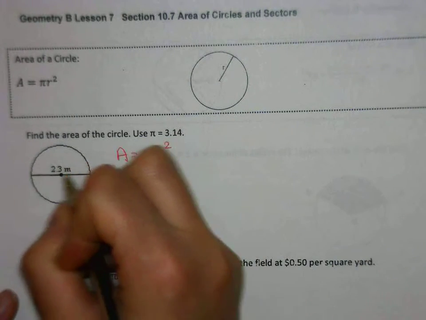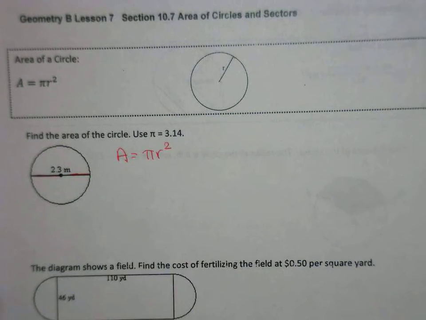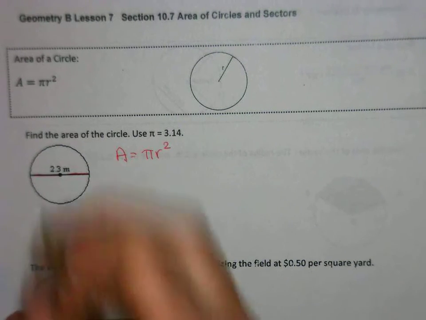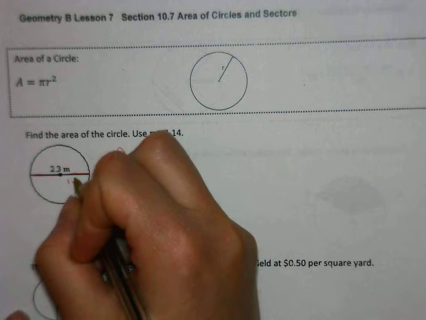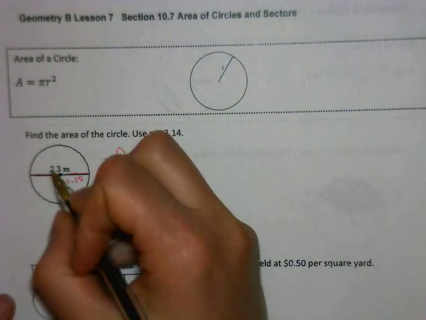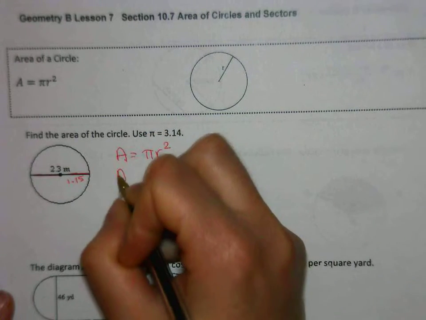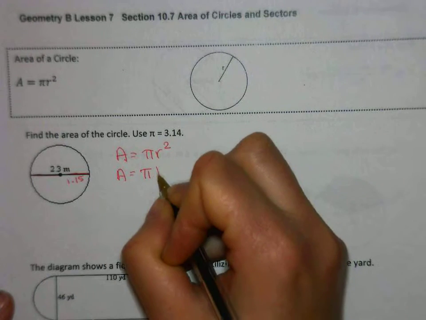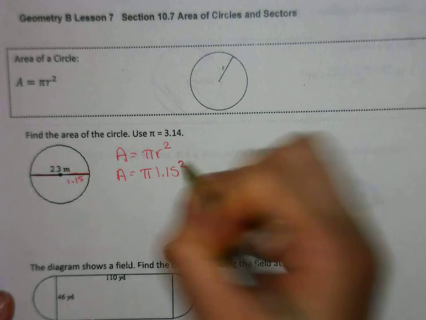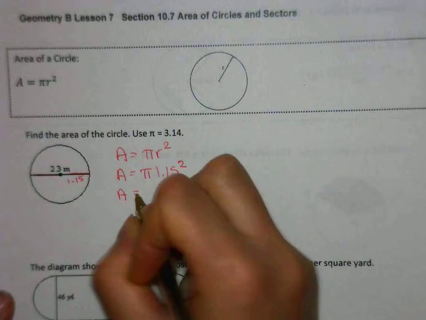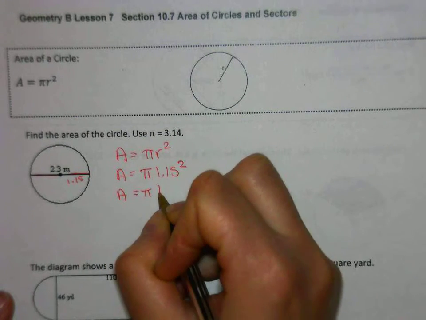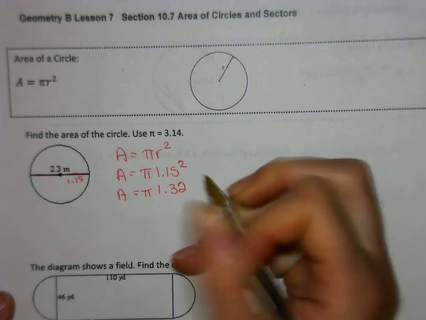This is our diameter, which is 2.3. So to find the radius, we want to cut that in half. So our radius is going to be 1 in 1500ths when we divide 2.3 by 2. So area equals pi times 1 in 1500ths squared. And when we square that, we get pi times 1 in 3200ths.